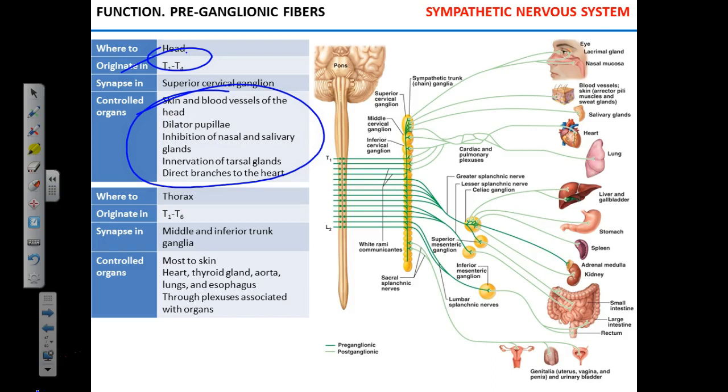I like that it's one of the few cases when the name actually matches the function. Dilator pupillae dilates the pupil because when you are excited, your pupils get dilated. You need as much light in your eyes as possible. Does that make sense?